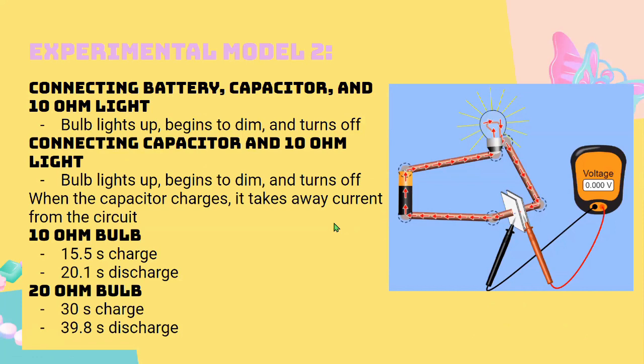So in the second experimental model, by connecting the battery, capacitor, and the 10 ohm light, the bulb lights up, begins to dim, and then turns off. And when I connect the capacitor and the 10 ohm light by itself to discharge the capacitor, the bulb lights up, begins to dim, and turns off again. So when the capacitor charges, it takes away current from the circuit. And these are the calculated times that I did for the 10 ohm bulb, which is how long it takes the capacitor to fully charge, and then how long it takes the capacitor to fully discharge. These are my times.